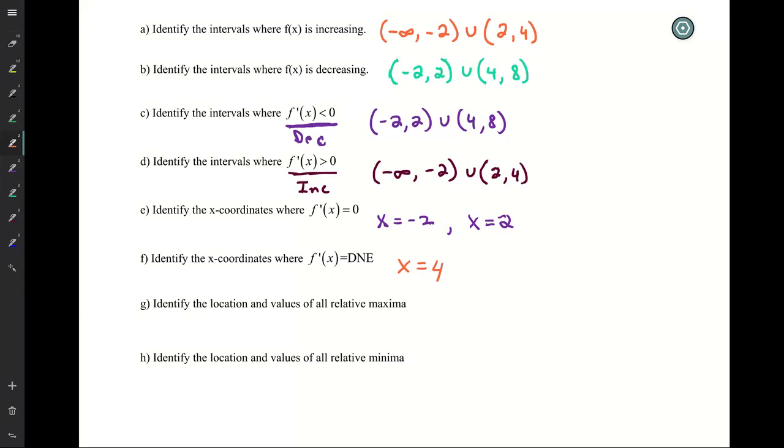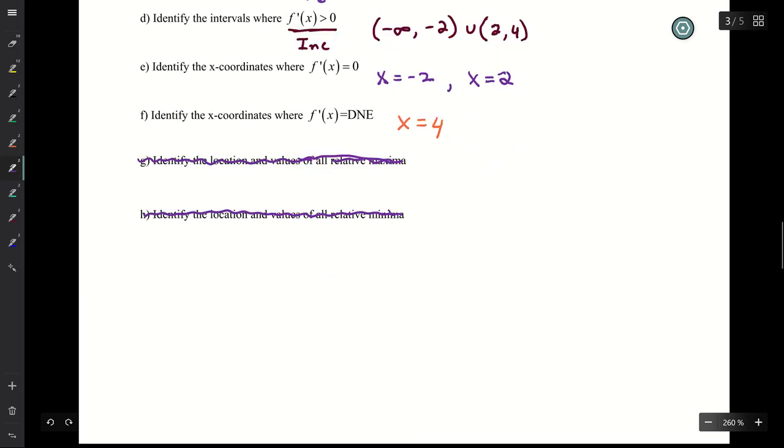Okay, there's actually a mistake here in the notes. It says identify the location of the values of all relative extrema, maxima and minimum. Those are actually things that we don't do until the next section, so you can just scratch those out. That's always an easy way to get notes done. All right.